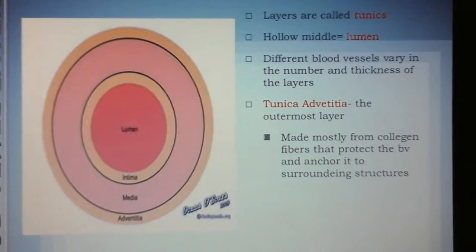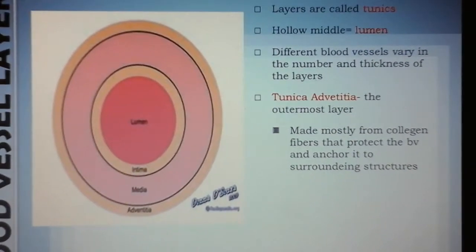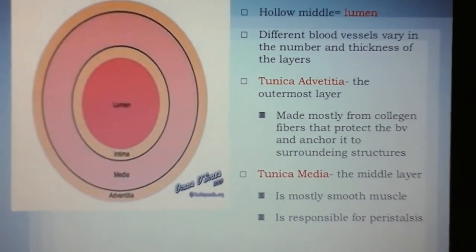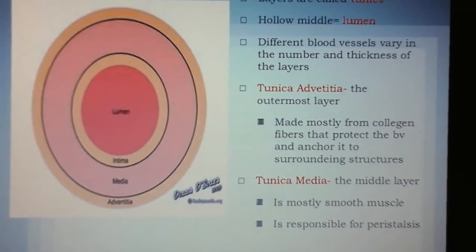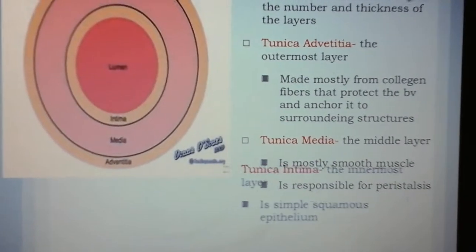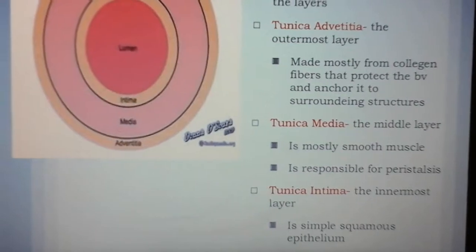Now you know that blood vessels pulse. So you know blood vessels have smooth muscle in them. So the layer of muscle is called the tunica media. So that's the middle layer, and that's the layer that's responsible for peristalsis. And it is smooth muscle. And then the innermost layer is called the tunica intima. It is purely simple squamous tissue.